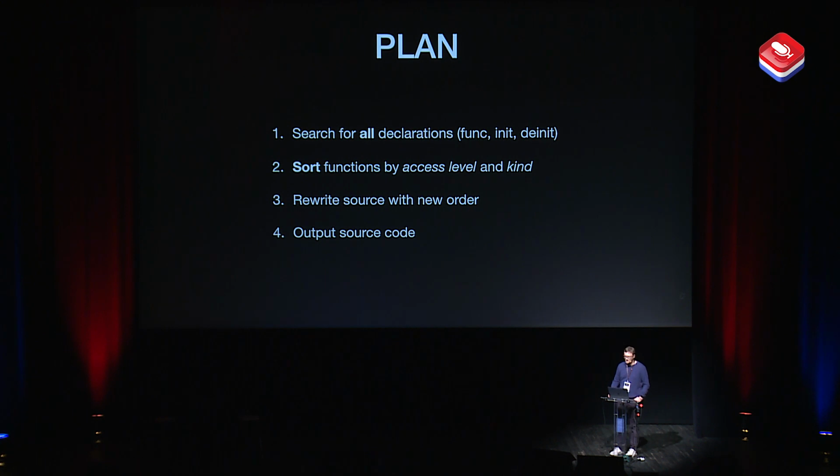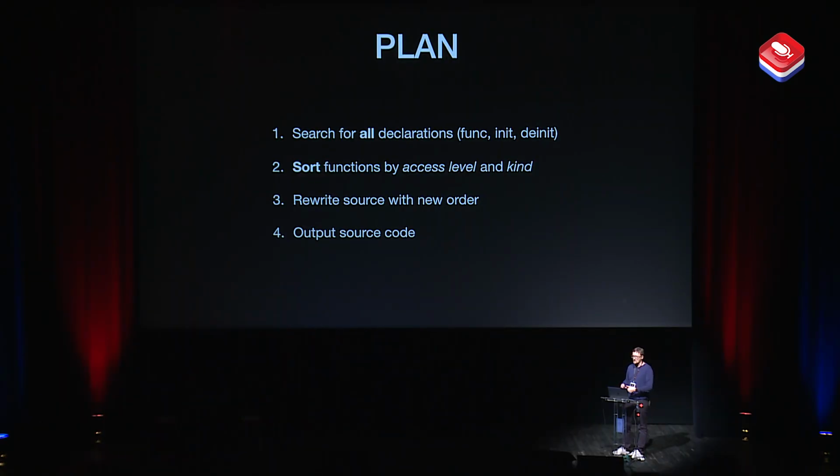Okay, so the plan for the tool I'm going to write here in 10 minutes, because this is how much time I have left. First, I want to find all the functions or methods. Next, I will sort the functions, by access level and by kind. After that, I will rewrite the syntax tree, replacing existing functions with the functions in the right order. At the end, I reconstruct the source code and output it to standard output.